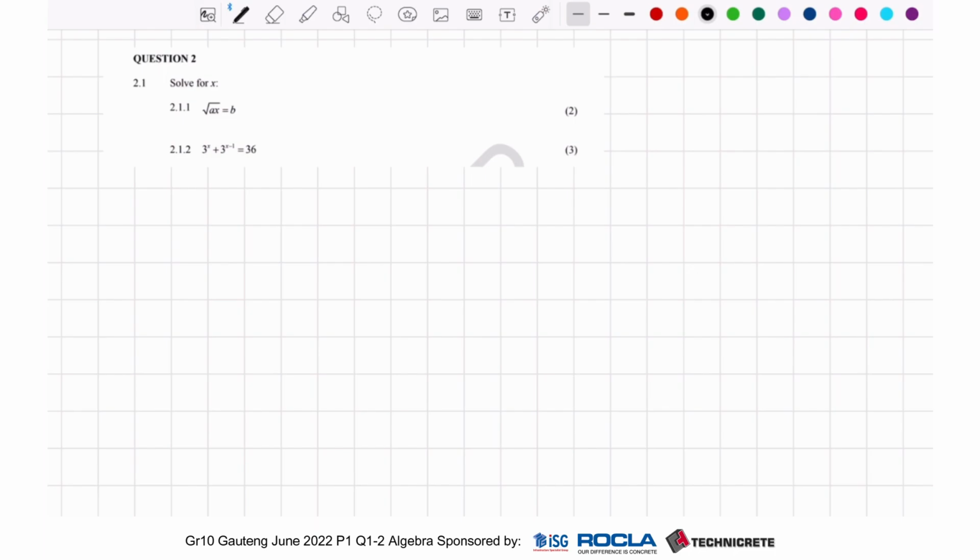Then for question 2, the first part 2.1, we're asked to solve for x. So for 2.1.1, we're given the square root of a times x is equal to b. So I'm solving for x. I want to get x on its own. The first thing I'm going to do is square both sides to get rid of this square root sign here. So I square this side and I'm just left with what was under the square root sign. And then when I square this side, I just have b squared.